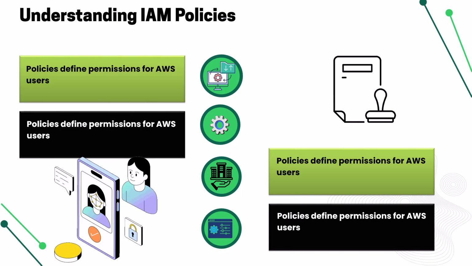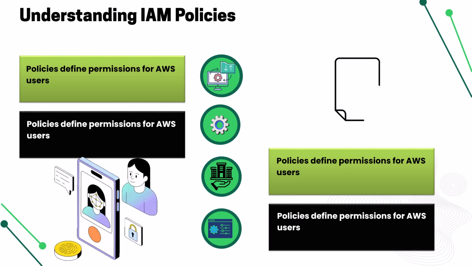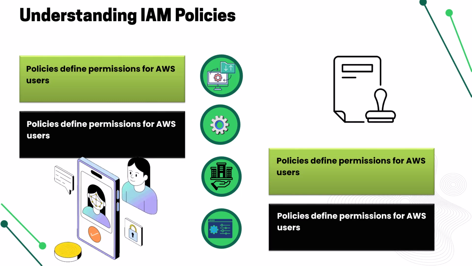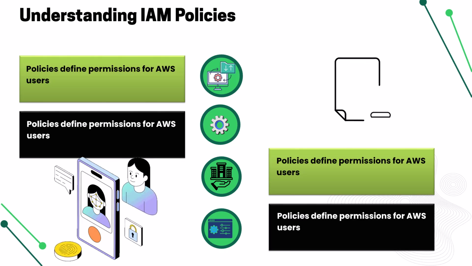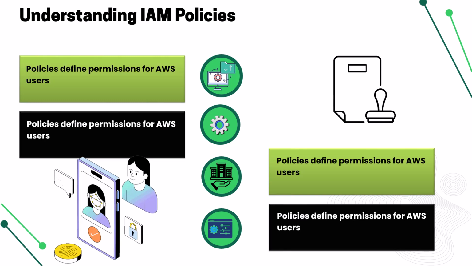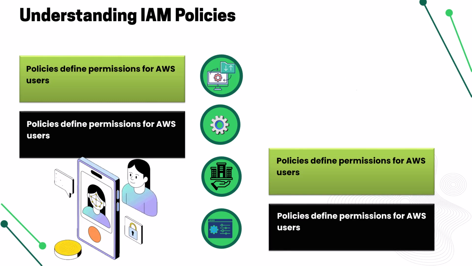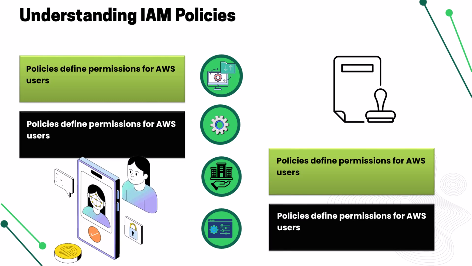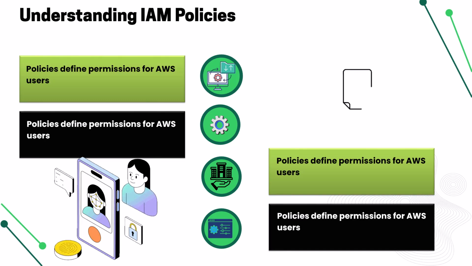IAM policies are like the rules in a workplace. Without them, things get messy fast. They define who can access what and ensure people only do what they are supposed to. Think of policies as the office handbook. Nobody likes reading them, but they are necessary.